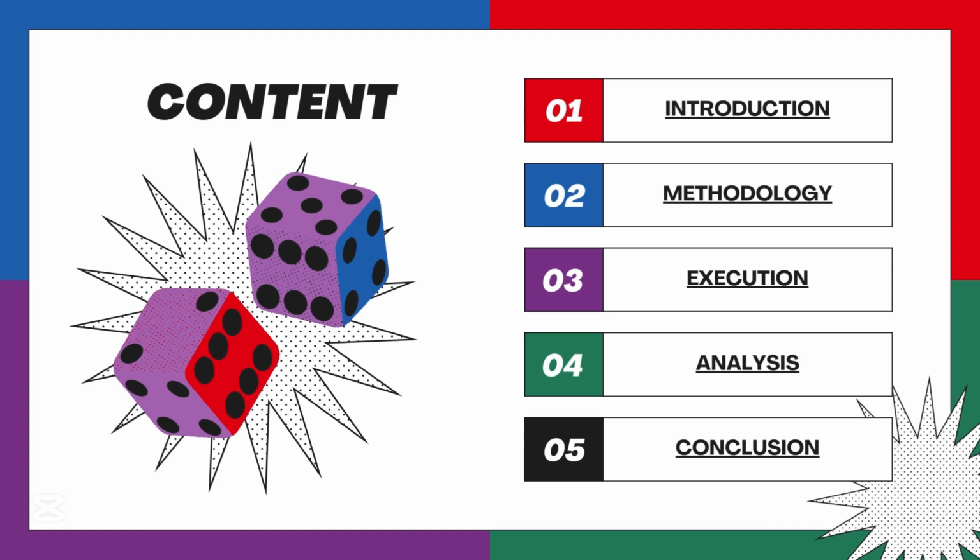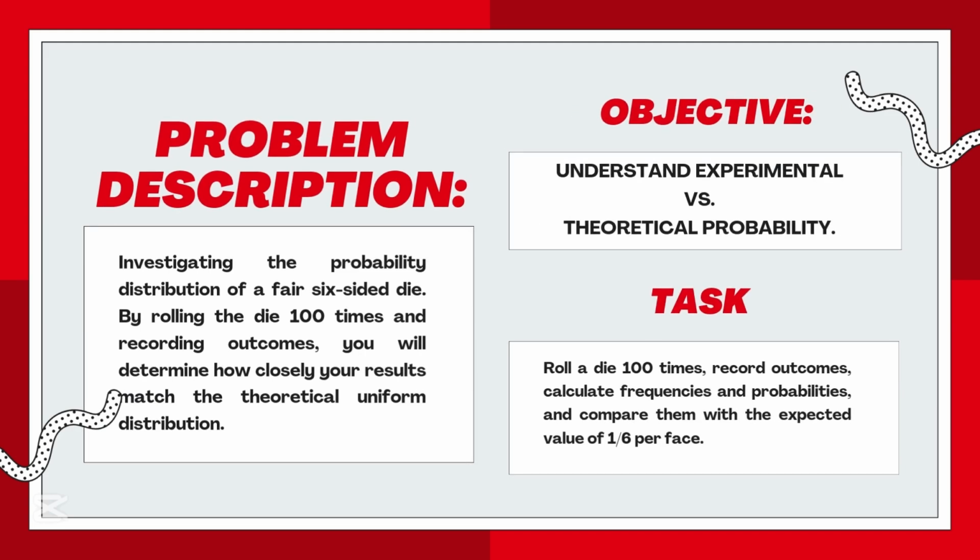So let's begin. Our problem statement: we are investigating the probability distribution of a fair six-sided die by rolling it 100 times and recording the outcomes to see how closely they match the expected uniform distribution. Our objective is to understand the difference between experimental and theoretical probability.